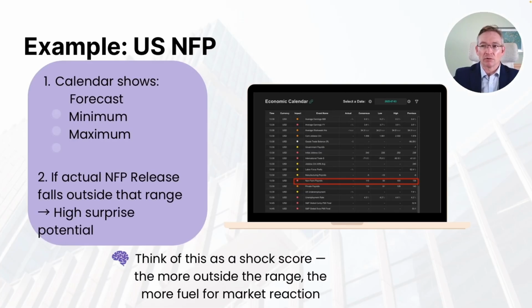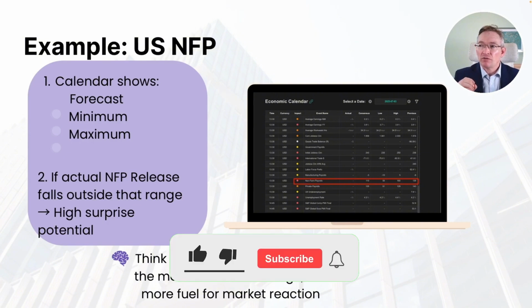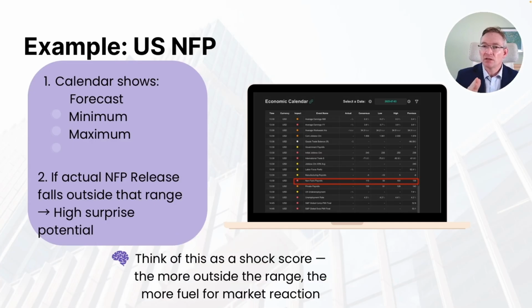Let me give you an example of it. Here's the non-farm payroll. And you can see here in the calendar, highlighted in red, the calendar shows you the forecast. You can see the forecast there, 110,000. And then you can see in the columns to the right of that forecast number, the low and the high expectations. Can you see that? The low and the high.